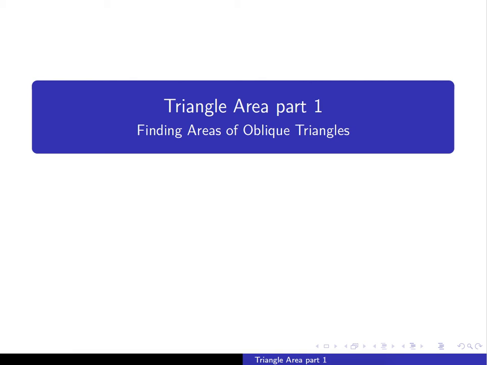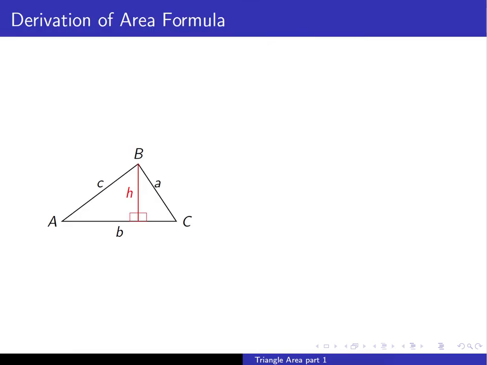Alright, in this video we're going to take a look at how to find the area of oblique triangles. In part one, we're going to find the areas of side angle side triangles, so given two sides and the measure of the angle between them. We're going to actually derive where this formula comes from.